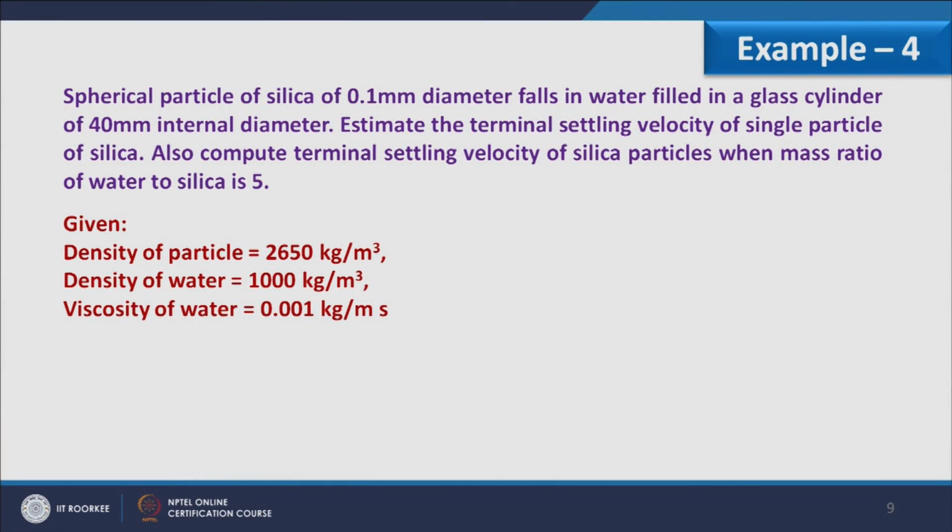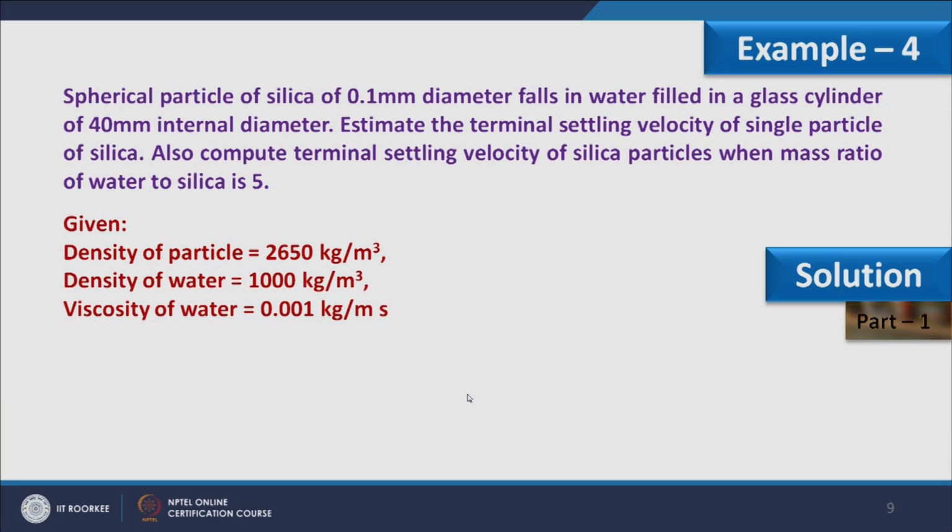When we do not know the region, we can follow this direct method, but it is specifically used for spherical particles. If we have to calculate the settling velocity of a non-spherical particle without knowing the region, we can follow example 2. Now we have example 4, where a spherical particle of silica of 0.1 mm diameter falls in water filled in a glass cylinder of 40 mm internal diameter. Estimate the settling velocity of a single particle of silica, and here the mass ratio of water to silica is given as 5. These are the parameters.